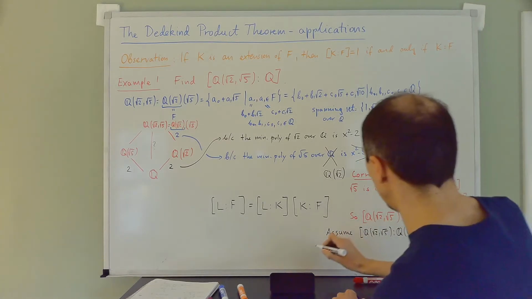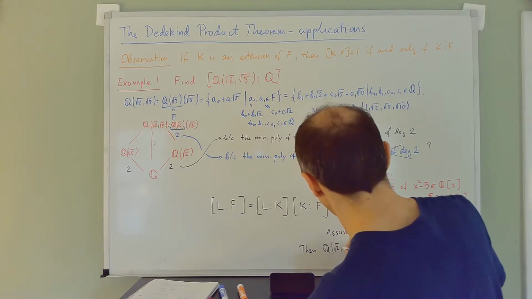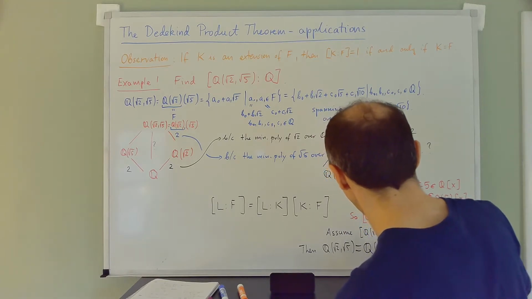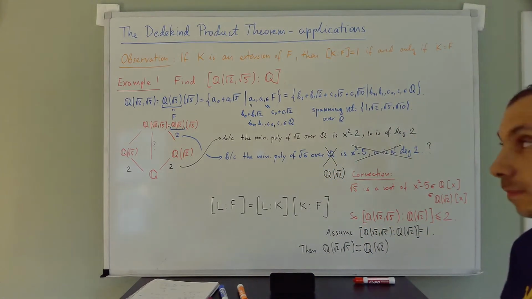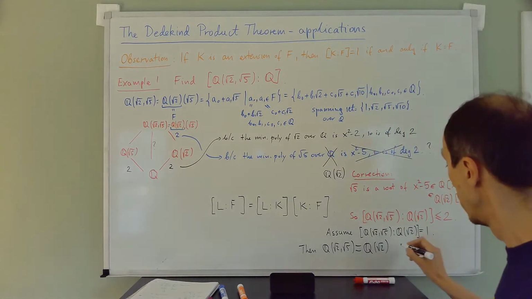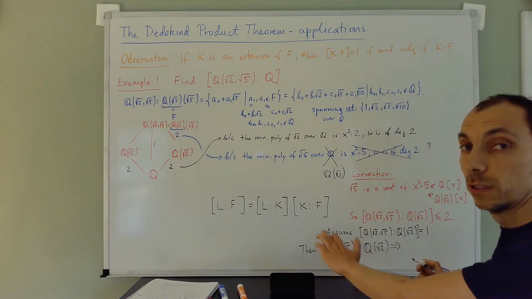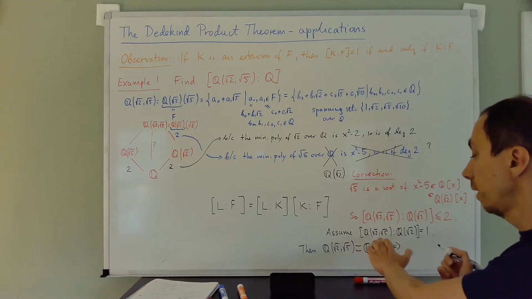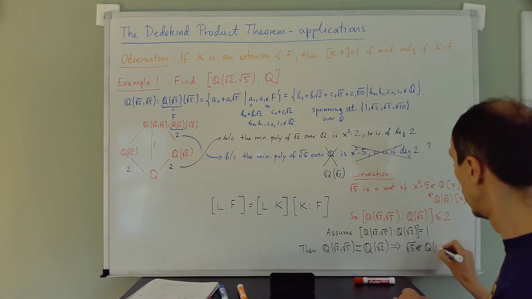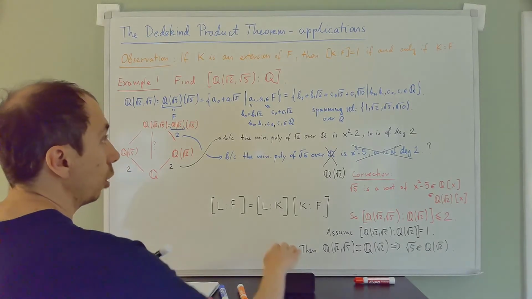Then, by our observation, these two fields are equal. Our observation said if the degree is 1, then the fields are equal. Which in particular implies, look, radical 5 belongs to this field. But if the fields are equal, that means radical 5 belongs to that field. So let us show that that's not possible.